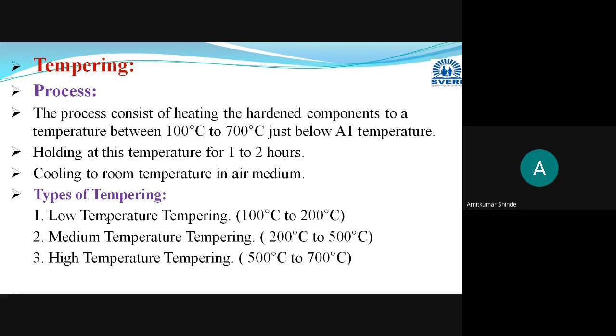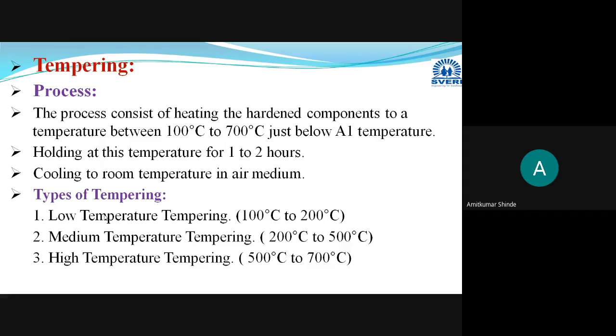Whichever martensite is there at room temperature, after heating it to 100 to 200 degrees Celsius, it will get decomposed, and it will get transformed to tempered martensite. Tempered martensite. Okay, and due to this, what will happen here?